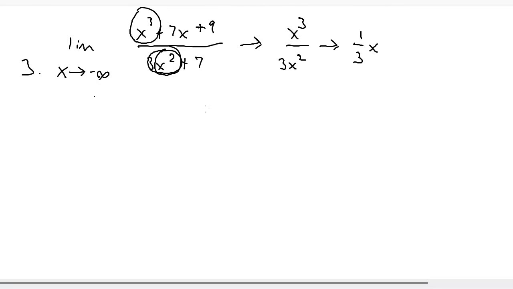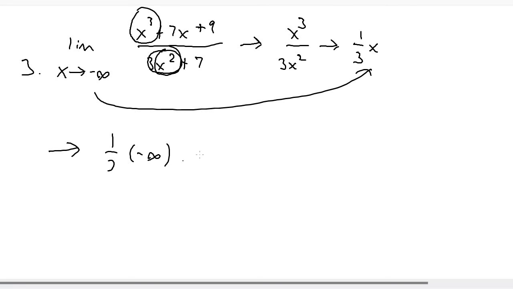So now what I can do is plug in negative infinity for x, and I'm going to end up getting 1/3 times negative infinity, or negative 1/3 times infinity. And since this is a negative, the answer is going to be negative, and 1/3 is basically insignificant to infinity since infinity is such a large number. So the answer will just be negative infinity.